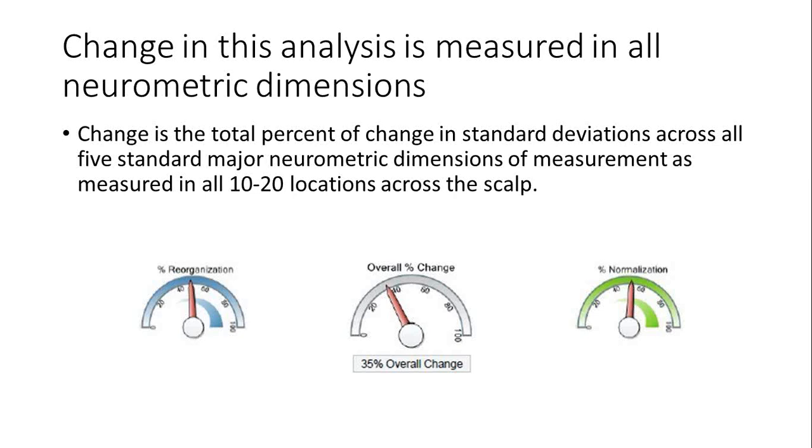A change in this analysis is measured in all neurometric dimensions. So the compare tool looks at all the neurometric dimensions. It's the total percent of change in standard deviations across all 5 standard major neurometric dimensions of measurement, which are magnitude, dominant frequency, phase, coherence, and symmetry, as measured in all 10-20 locations across the entire scalp. So when you're looking at overall change, that middle meter on your compare tool, that's what you're seeing. People ask me that all the time. And so here it is. You can always check the slide if you forget. It's the total percent of change in terms of standard deviation across all the 5 major neurometric dimensions measured in all 10-20 locations. So we get a sense of how much did everything move.